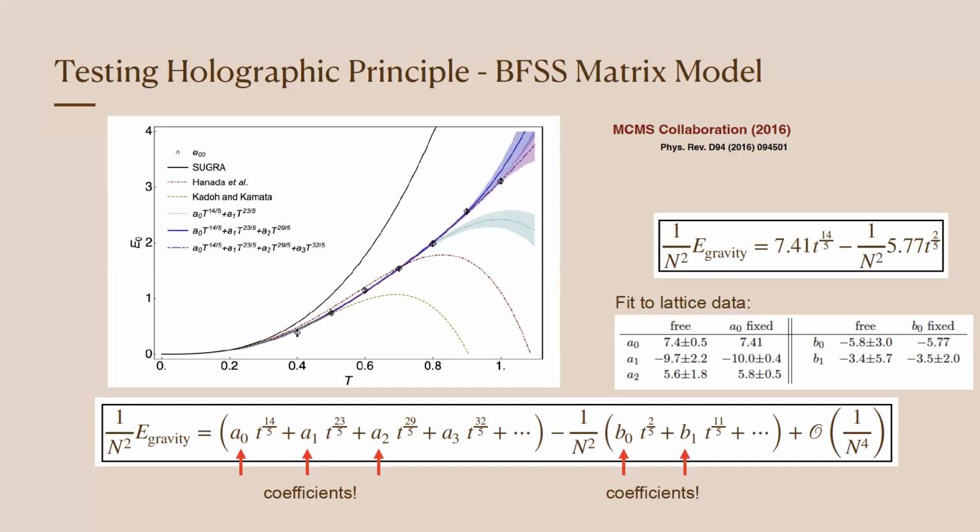So then they try to fit the numerical data. And what they get, if you keep everything free, is that the coefficients come out like this. So what we want is 7.41, but what they are getting is 7.4 plus or minus 0.7. So within errors, it is matched. So this is a theory that contains no gravity in it. It's living on the boundary. Still, it captures information about the bulk theory, the black hole.